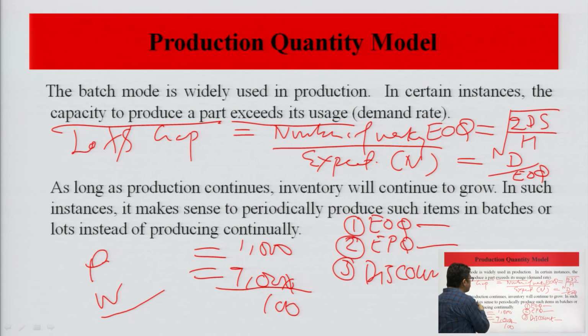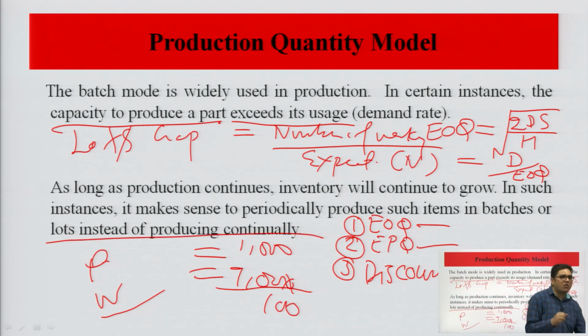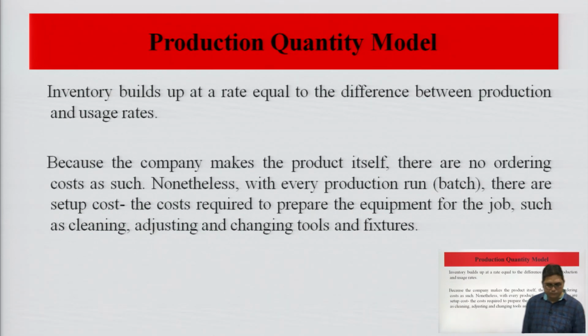As long as production continues, inventory will continue to grow. In such instances, it makes sense to periodically produce such items in batches or lot sizes instead of producing continuously. Therefore, identify a batch or quantity that helps the organization reduce the overall inventory and make the overall operation or profitability for the company much more sustainable.